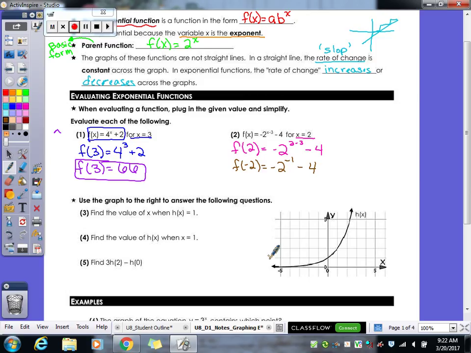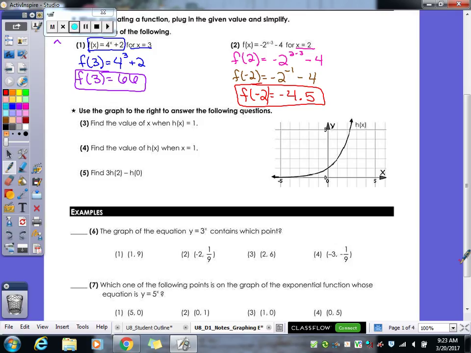So let's have you plug that in your calculator just like that. Negative 2 to the negative 1 power minus 4. Hopefully we got negative 4.5. Hopefully that stuff's like second nature to you guys, because we've been doing that pretty much all year long.